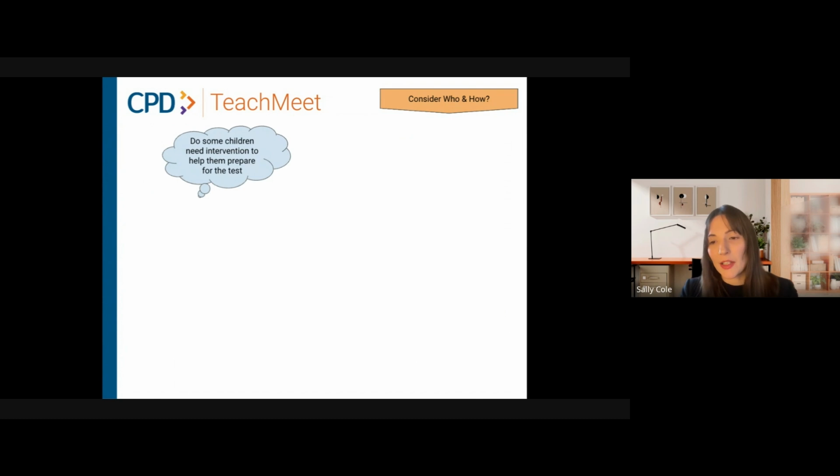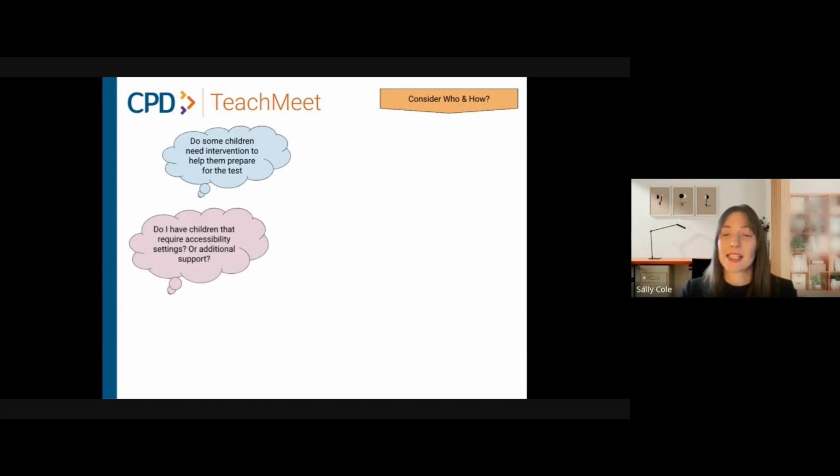My next thing on my checklist is considering who and how. When I'm saying considering who and how, I'm thinking about what children in my class might need extra intervention to prepare for the test. What accessibility settings might I need to apply for children, or might they need additional support? And that additional support might not be the SEN settings that they need in the check itself.